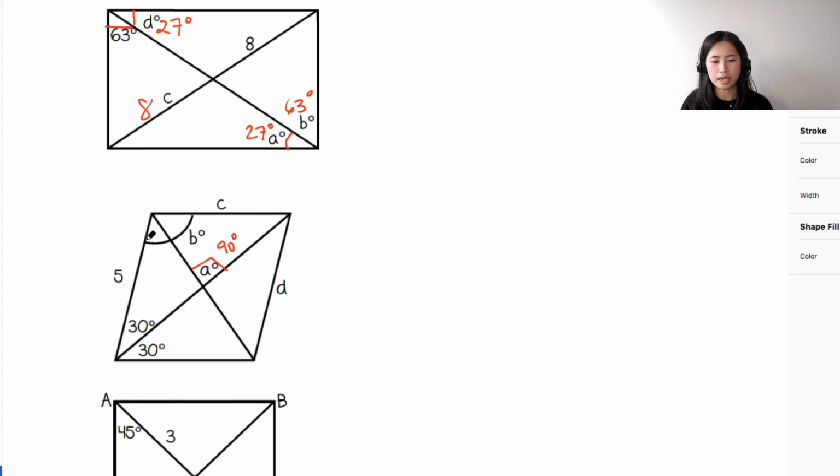And how do you find B? Well, if this is 60 degrees, then in order for you to find B, you would have to take 180 minus 60. So I'm just adding 30 and 30. So this is 60 and you have 120, right? Therefore, B degrees would be 120.